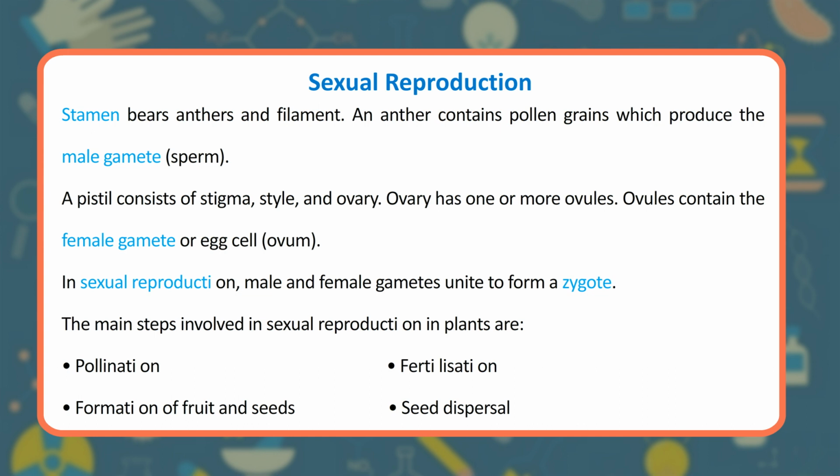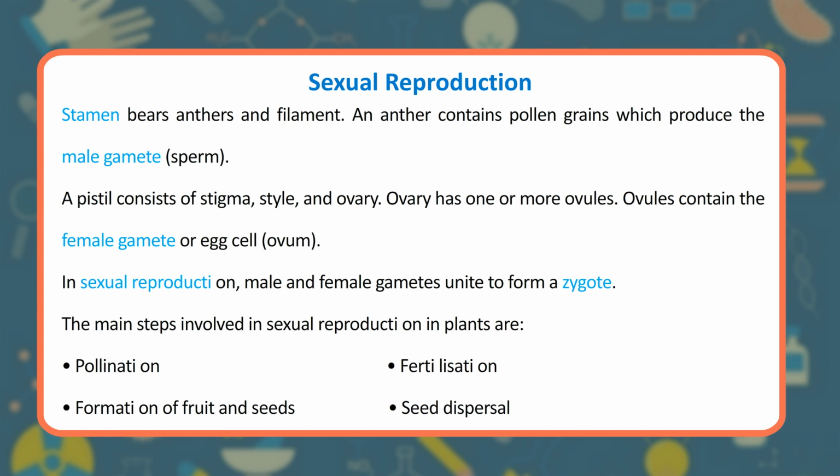A pistil consists of stigma, style, and ovary. Ovary has one or more ovules. Ovules contain the female gamete or egg cell, ovum. In sexual reproduction, male and female gametes unite to form a zygote.